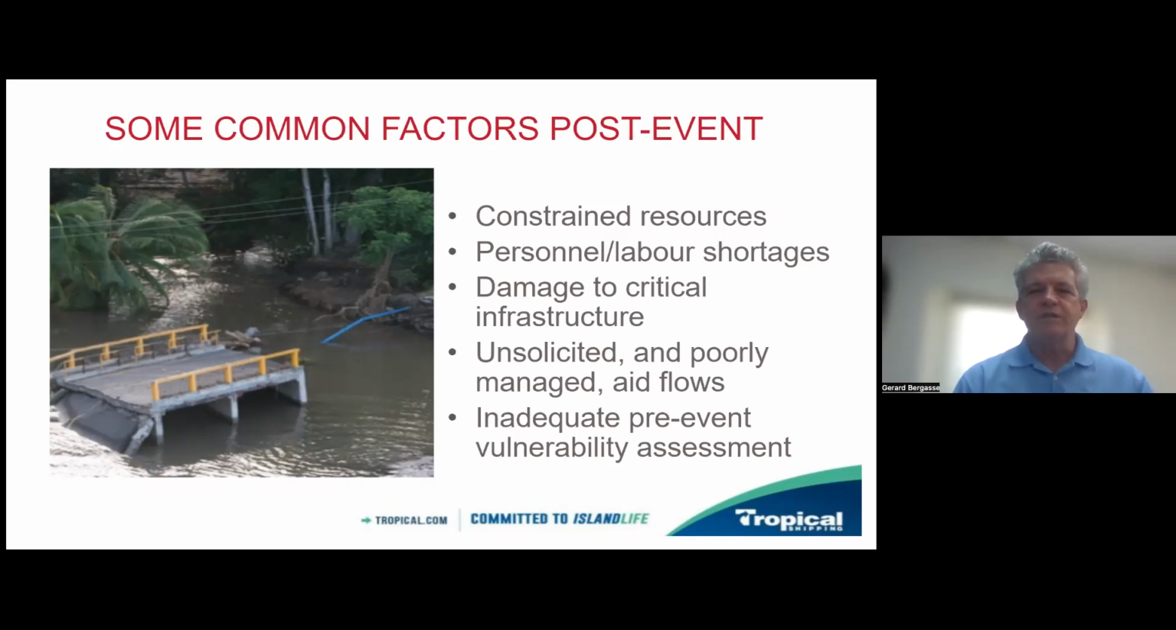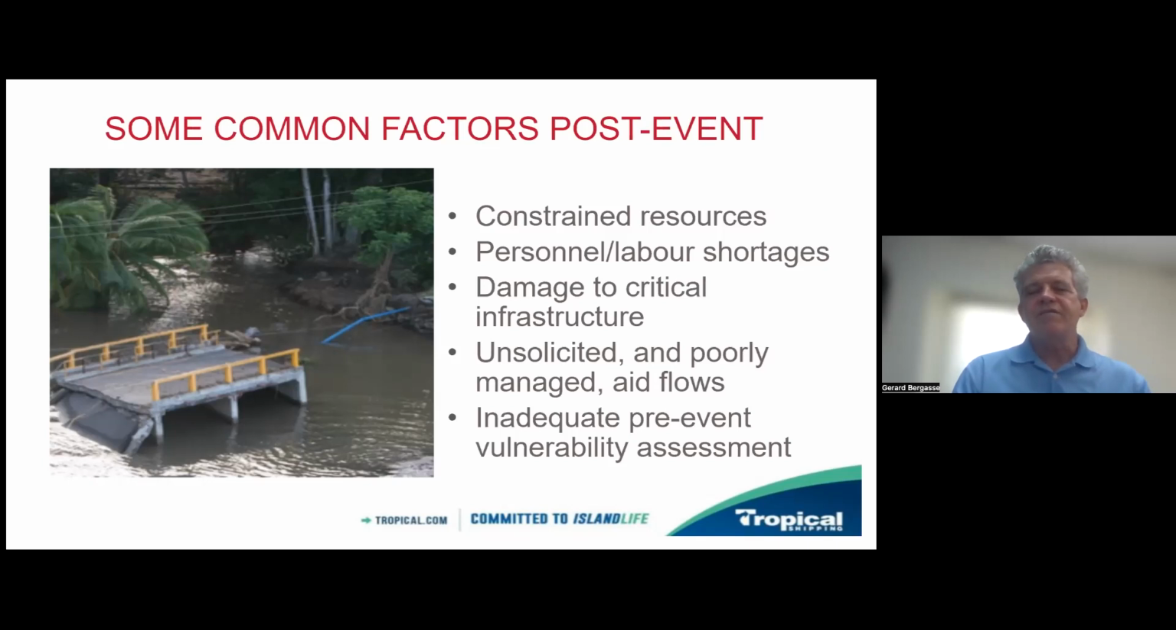Personnel and labor shortages, and it's particularly bad when employees themselves become victims of a disaster, because if they are victims, they can't work and they can't help the recovery effort. And damage to critical infrastructure: ports, roads, hospitals, etc. The unsolicited and poorly managed aid flows, and we can talk a lot more about this, but that's not the focus here today.